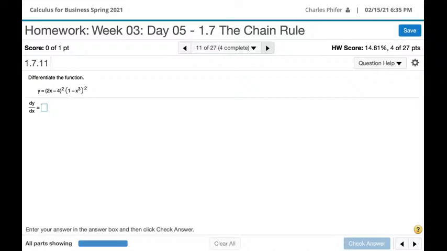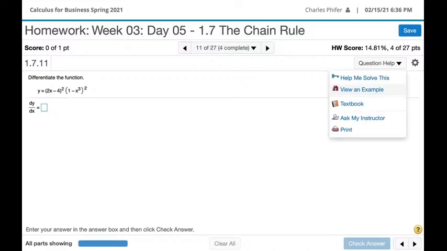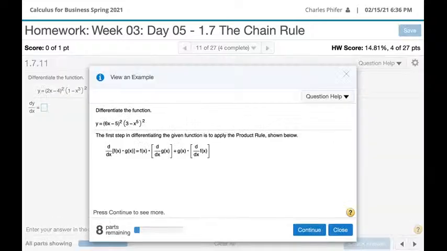Before I do that, that seems like it was a bit much. So I'm going to go to the question help and click on view an example. It says 8 parts. So I'm just going to hop to the end and keep clicking continue. I just want to get an overview.